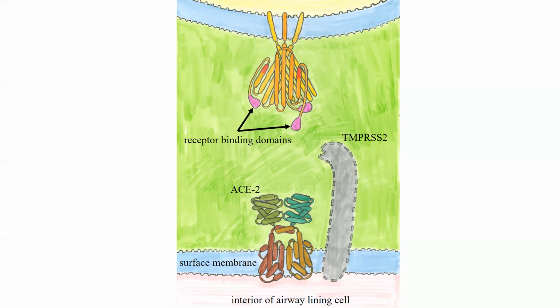The target for the SARS-CoV-2 virus is the ACE2 enzyme, embedded in the surface membrane of respiratory airway lining cells. Each ACE2 enzyme molecule on the surface of airway lining cells is always accompanied by a TMPRSS2 enzyme.